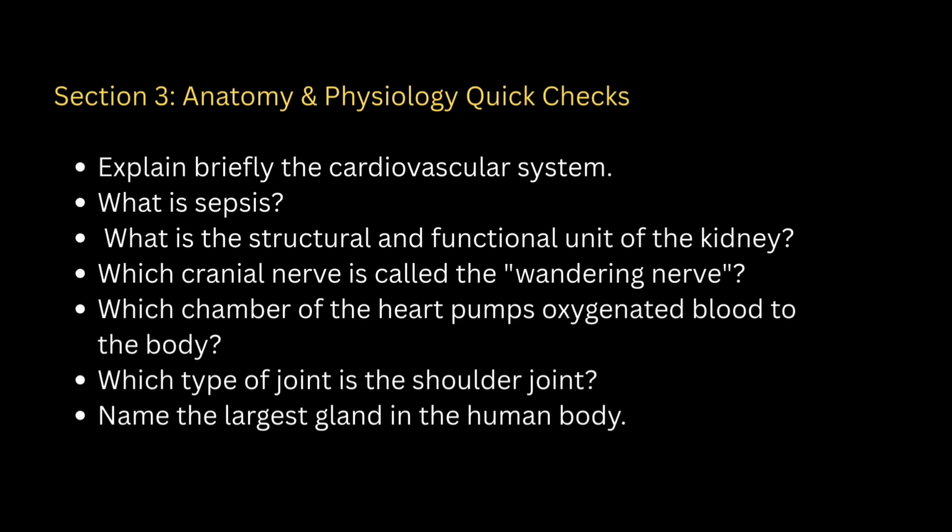Section 3, anatomy and physiology. Explain briefly the cardiovascular system. What is sepsis? What is the structural and functional unit of kidney? Which cranial nerve is called the wandering nerve? And which chamber of the heart pumps oxygenated blood to the body? Which type of joint is a shoulder joint? And name the largest gland that is present in the human body.